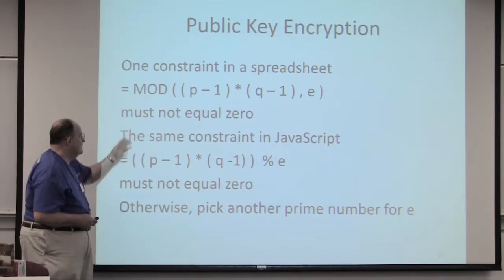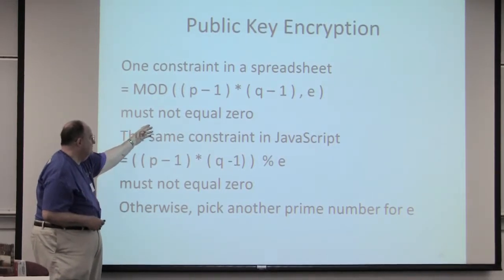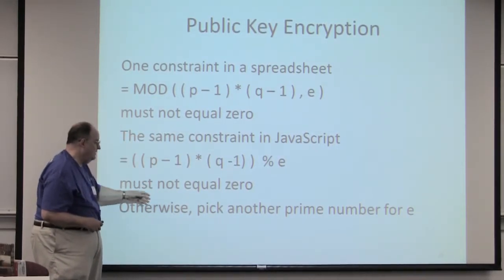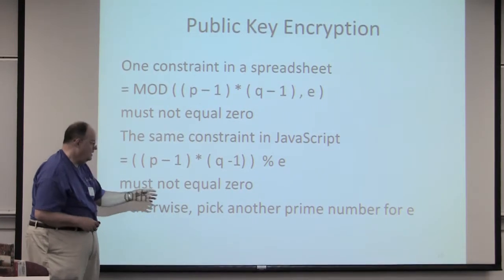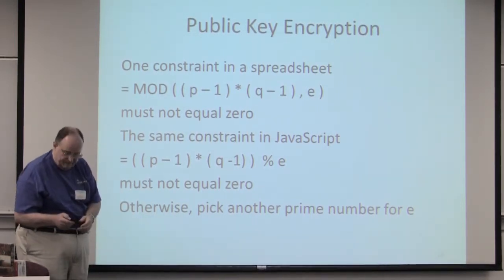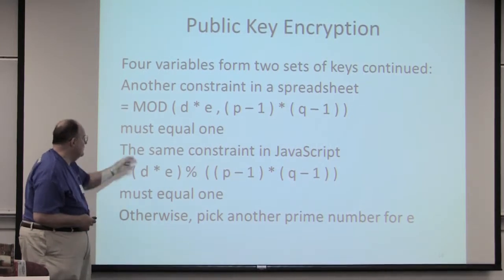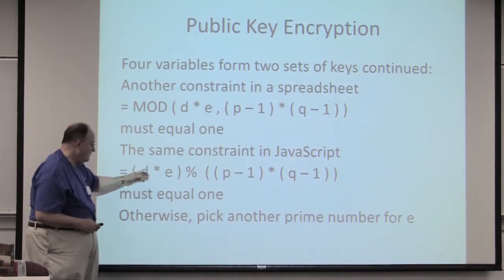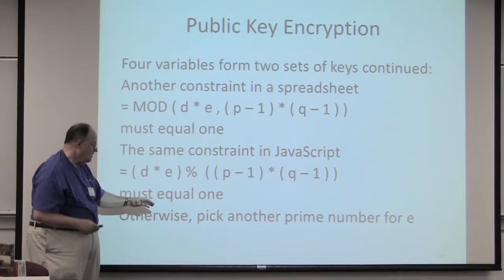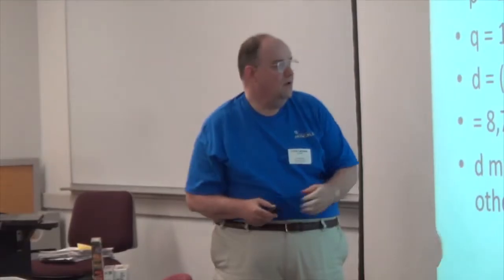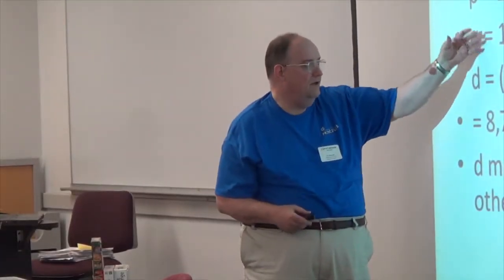Here is a constraint that must not equal 0. If it does equal 0, pick another number for E. Here's a constraint that must equal 1. If it does not equal 1, pick another number for E. Here we're going to use this example, these numbers.